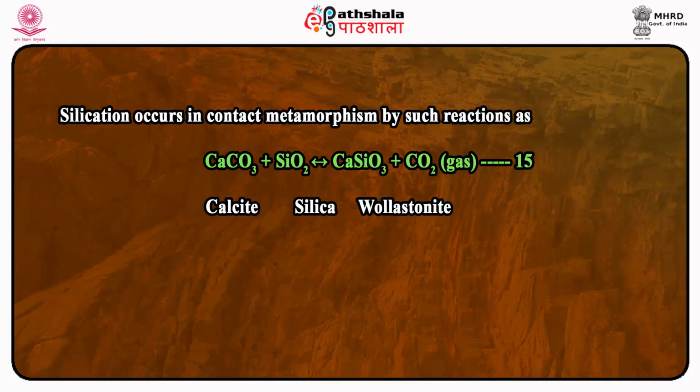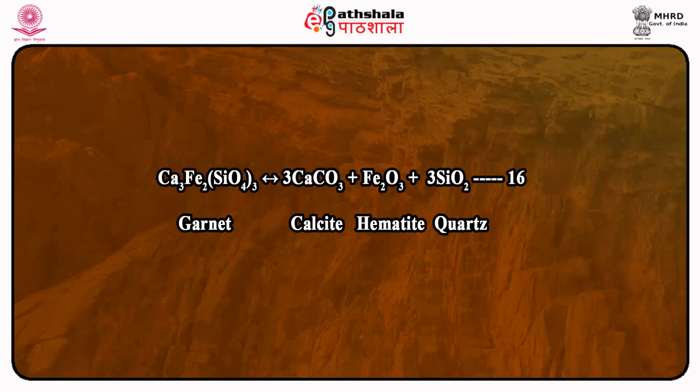Silication occurs in contact metamorphism by such reactions as calcium carbonate plus silicon dioxide giving rise to wollastonite with release of carbon dioxide gas, which describes silication to produce diopside from dolomite plus quartz. Desilication, silicification occurs in many skarns according to the reaction garnet breaking down to calcium carbonate plus iron oxide plus quartz.